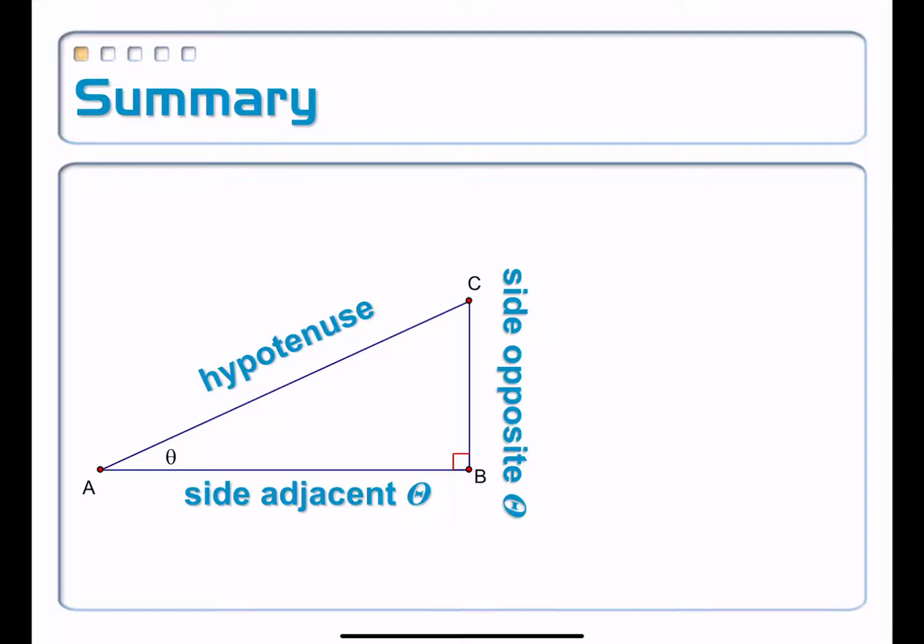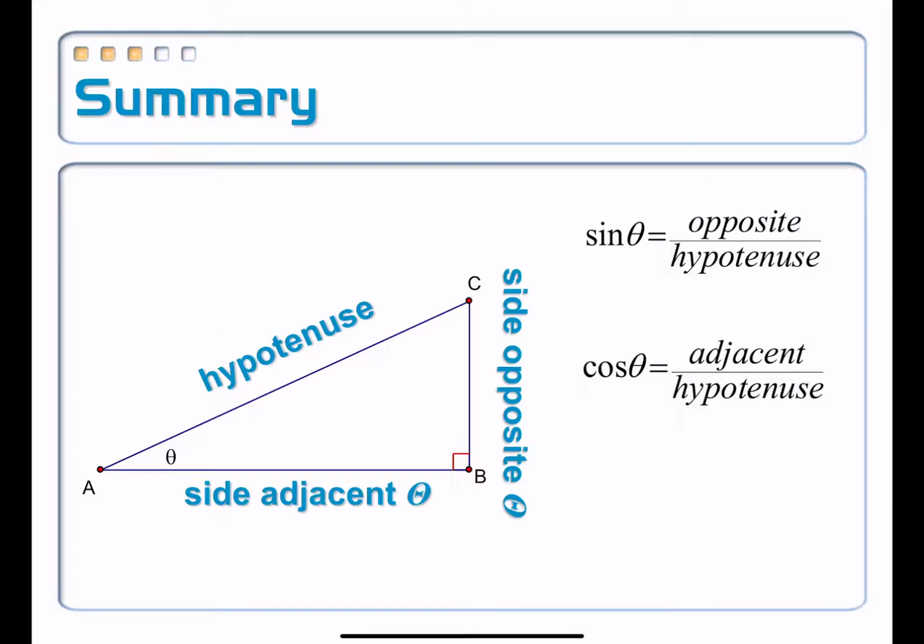The sine ratio is the opposite side over the hypotenuse side for every single right triangle. The cosine is the adjacent side over the hypotenuse. And then finally, the tangent is the opposite over the adjacent.